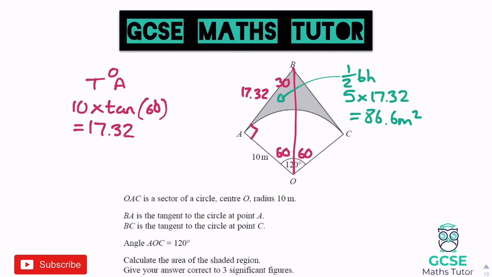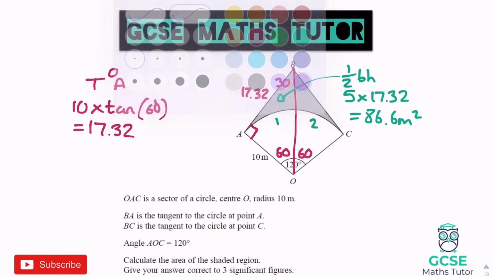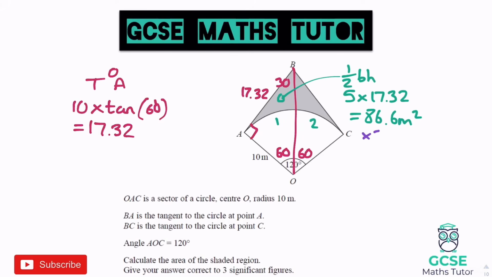Now obviously we've got two of these triangles, we've got one here, number 2 there, so I'm going to need to double that. That's going to give me the total area of the total shape, so times that by 2, and we get 173.2, so the total area there of the whole shape is 173.2 meters squared.